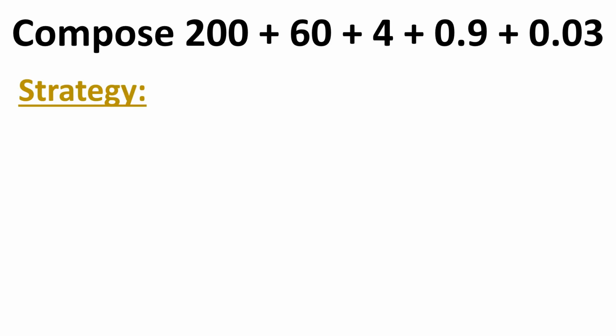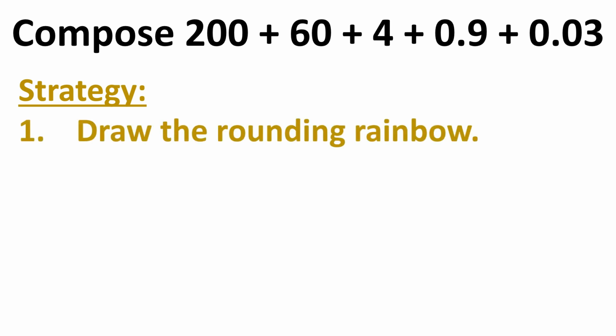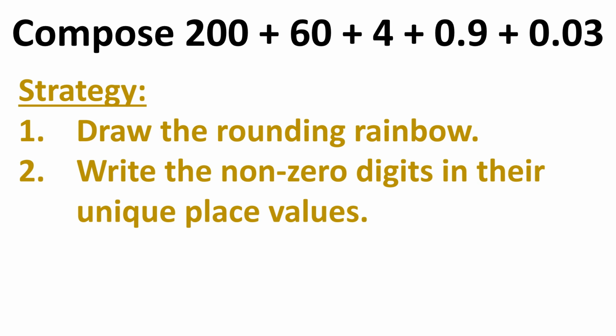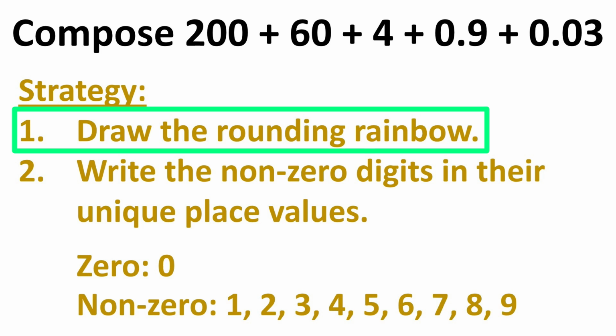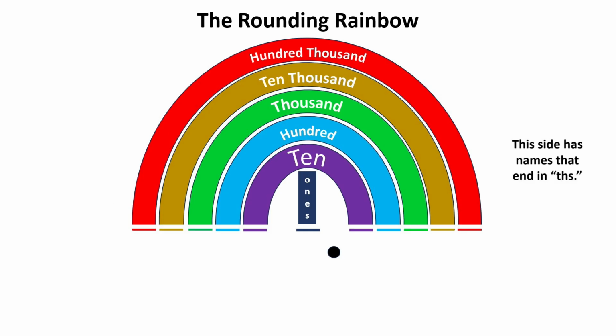This is our strategy. First, we'll draw the rounding rainbow so that we know where all the place values go. Second, we'll write the non-zero digits in their unique place values. As a reminder, the zero digit looks like a narrow circle. The non-zero digits are the other 9 digits that are not zero. That's 1, 2, 3, 4, 5, 6, 7, 8, and 9. We'll start with step 1, which is to draw the rounding rainbow. Here's the rounding rainbow. We draw this for all math problems that ask about place values.